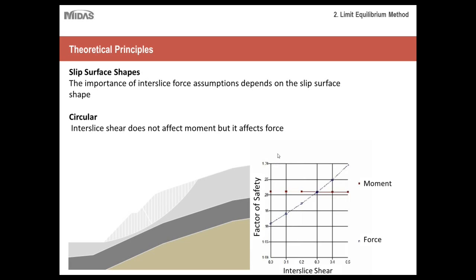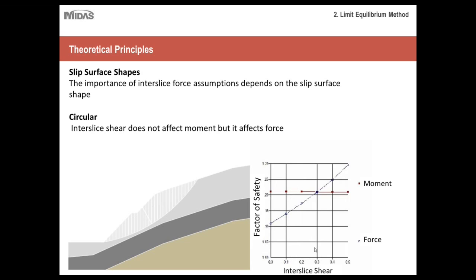But there are some important things to note about circular failure shapes. First and foremost, if you look at the graph on the right, as far as interslice shear is concerned, interslice shear affects the force of your slope, but it doesn't affect your moment. So why is that? Just imagine this curved portion as a solid block, a solid circular block. Say you were to apply a moment force upon it. As you can imagine, there wouldn't be much resistance because of its shape. It would just simply slide. That's why the interslice shear doesn't really affect the moment.